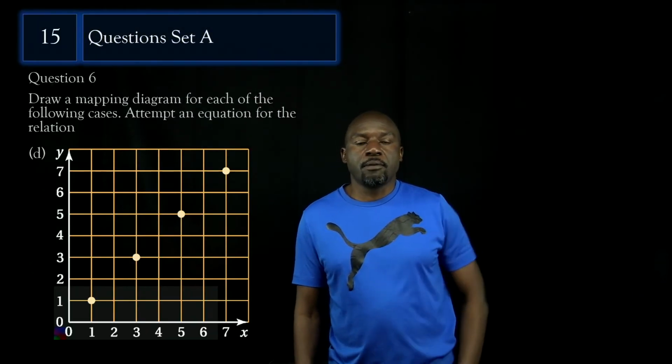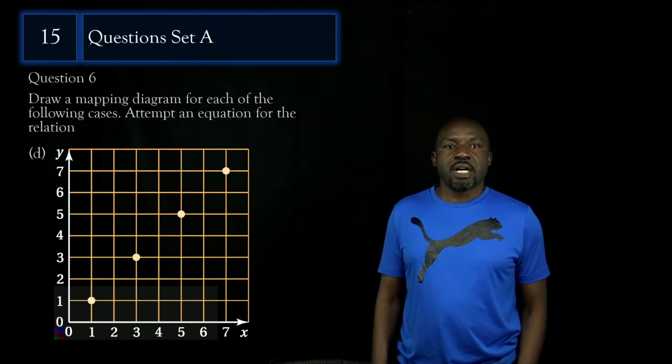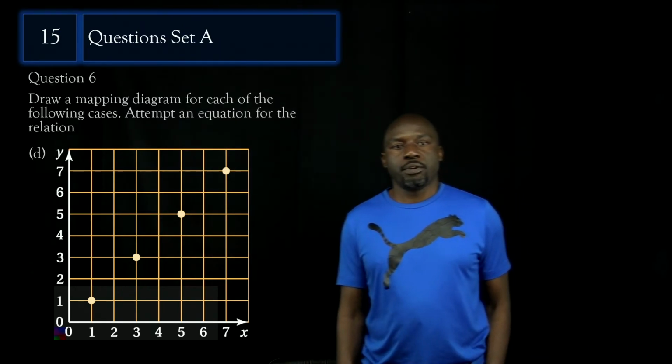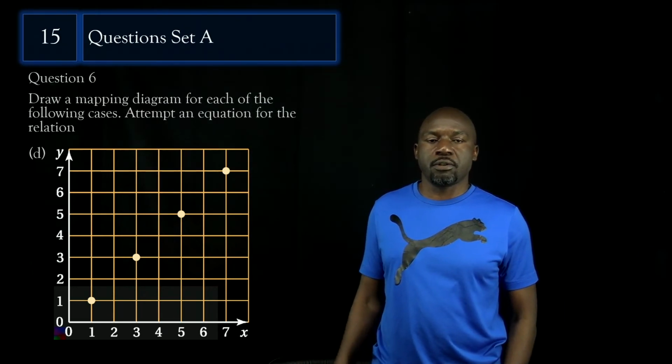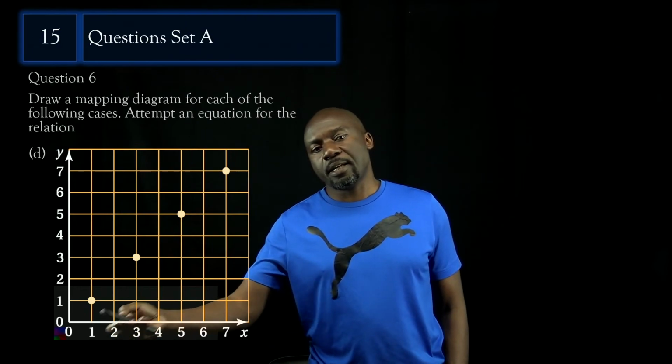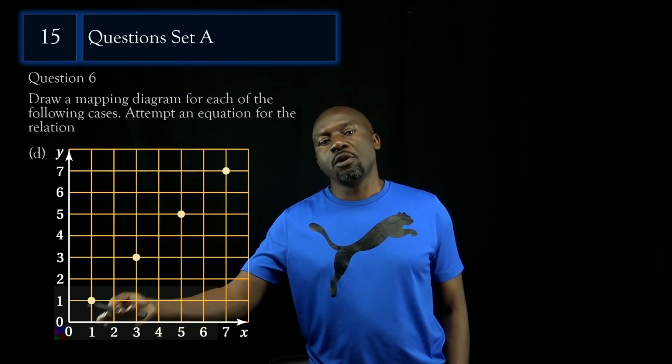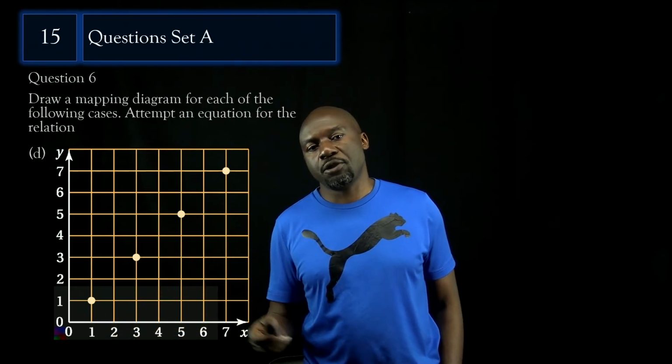Next, here is another one. Question 6. Draw a mapping diagram for each of the following cases. Attempt an equation for the relation. So to attempt an equation, you can see this is a nice straight line. If we were to join them, of course we should not, because this is a discrete relation.